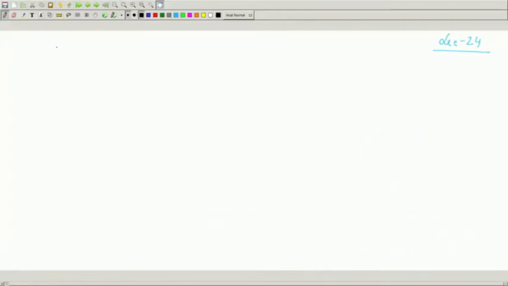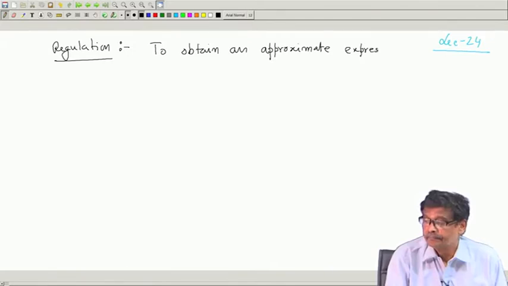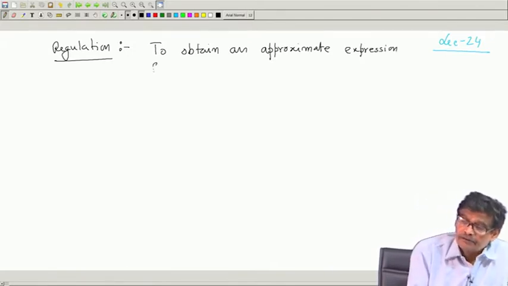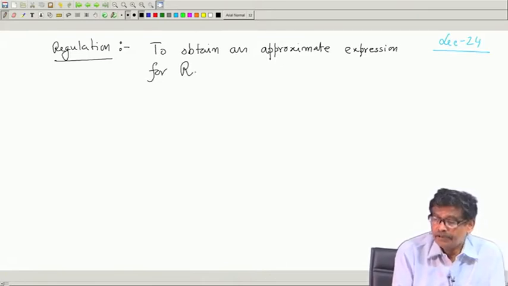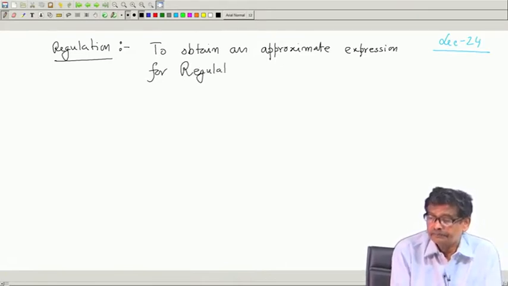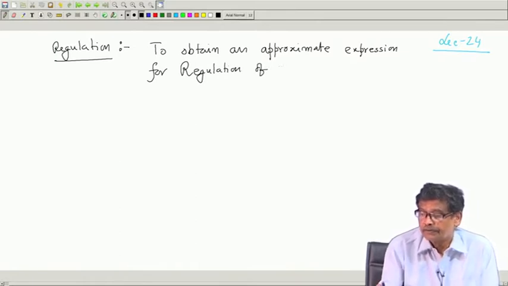Welcome to lecture 24, and we were discussing regulation. The goal of this lecture will be to obtain an approximate expression for regulation of a transformer.